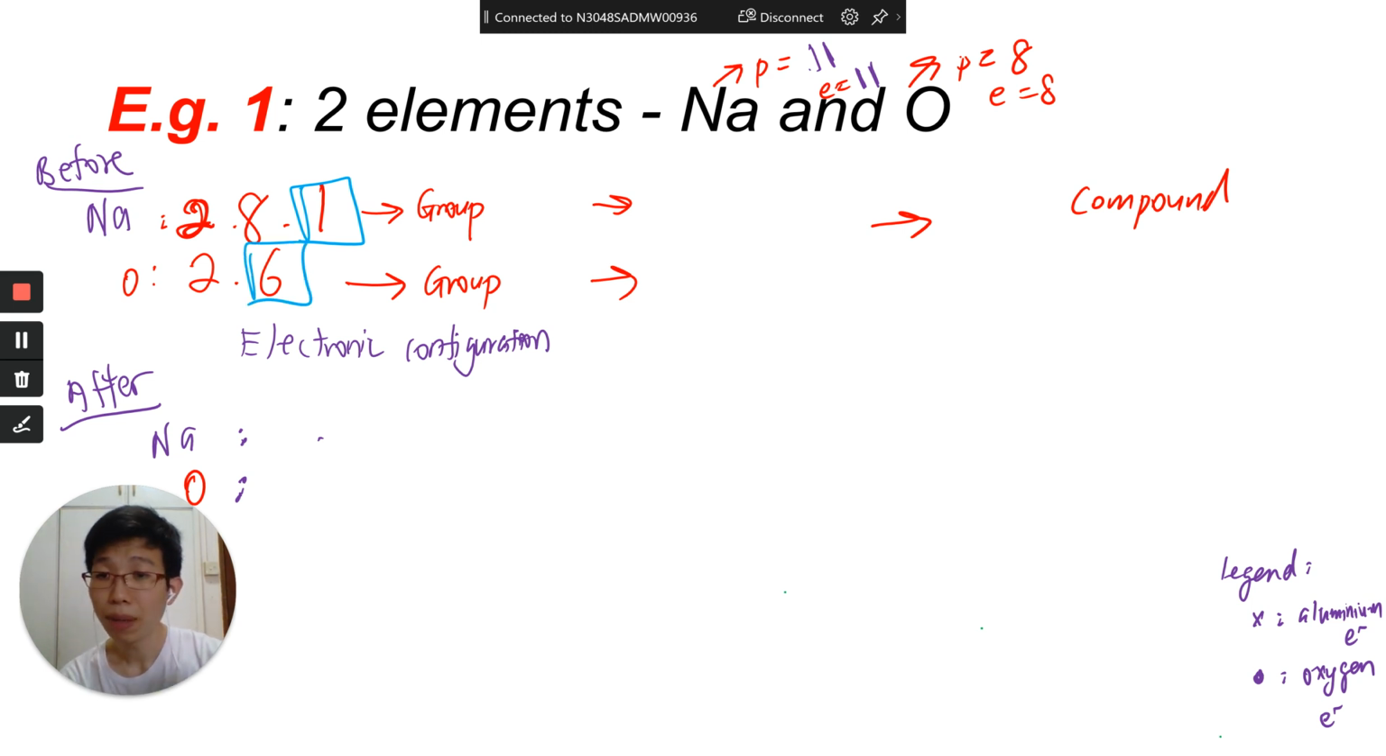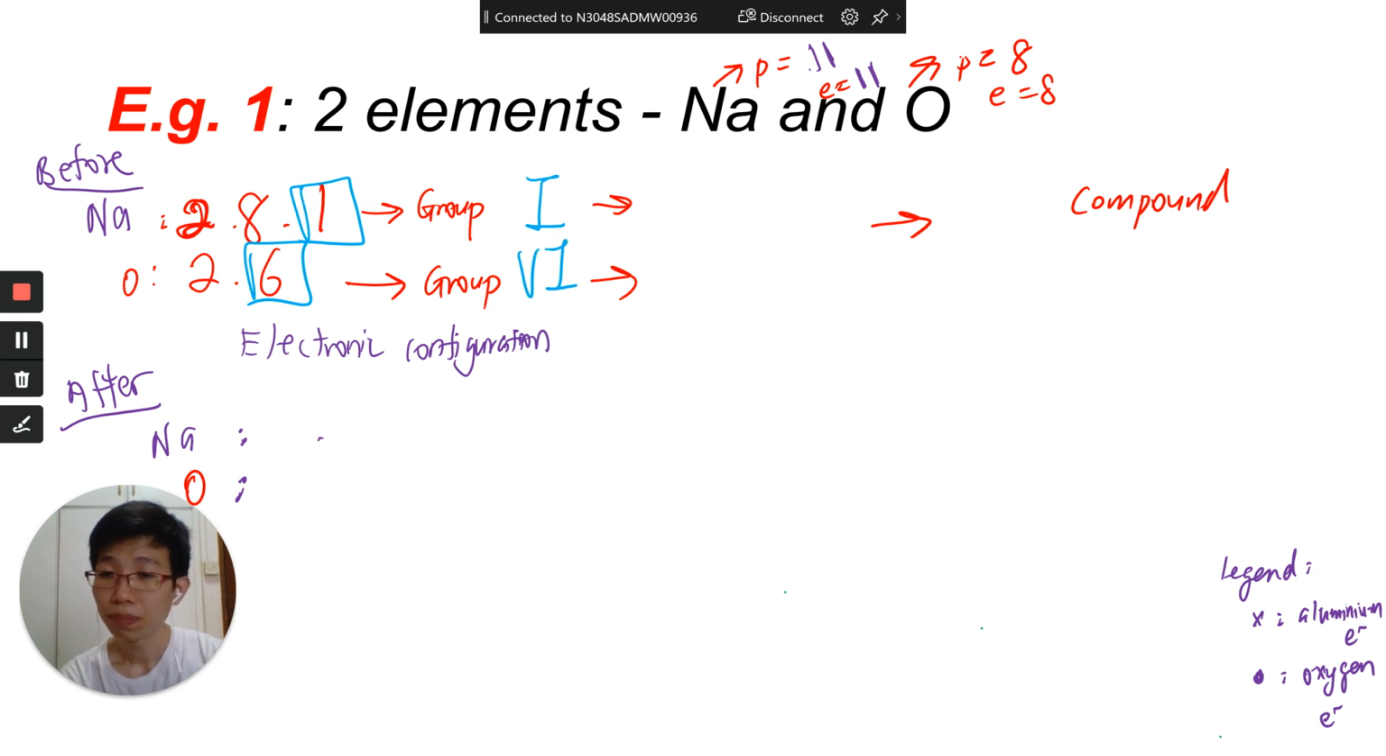By looking at the number of valence electrons, you can determine the group number of these two elements. Since sodium has 1 valence electron, it is in group 1. For oxygen, it has 6 valence electrons, which means it is in group 6.